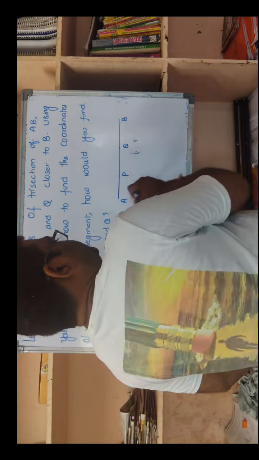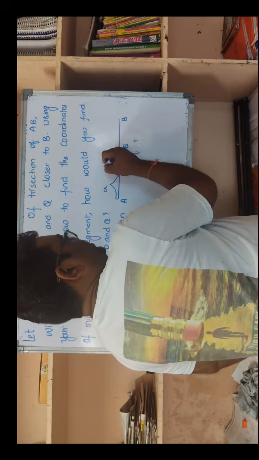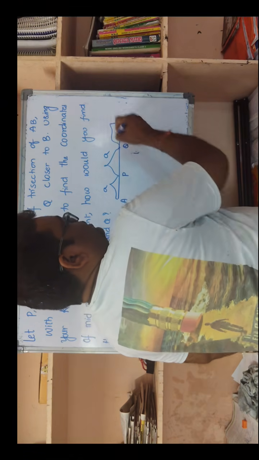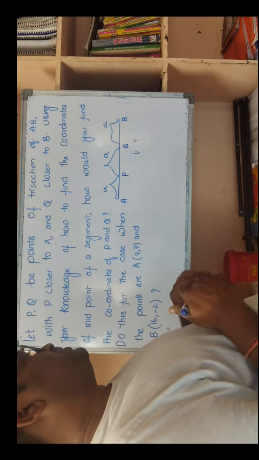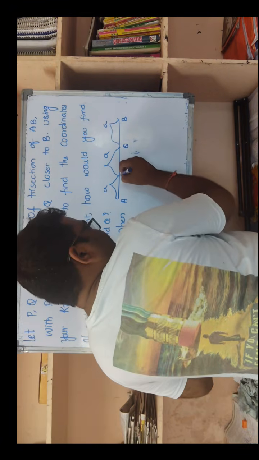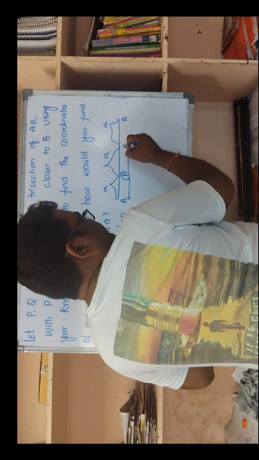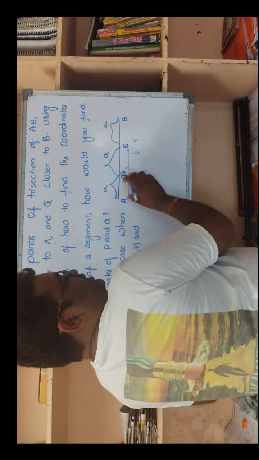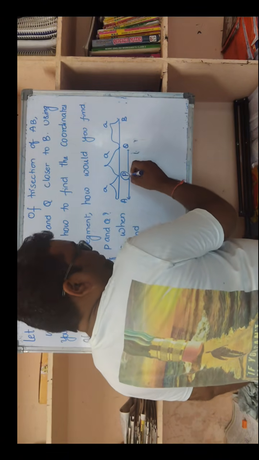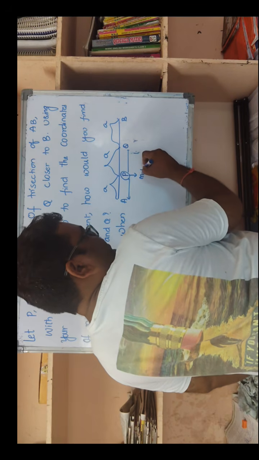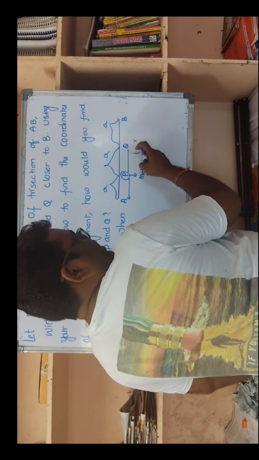So equally divided means from A to P, that is a; P to Q, that is also a; and Q to B, that is also a. That means the 3 parts have equal distance. So look at the point P. P is equidistant from A and equidistant from Q. So P is the midpoint of AQ.